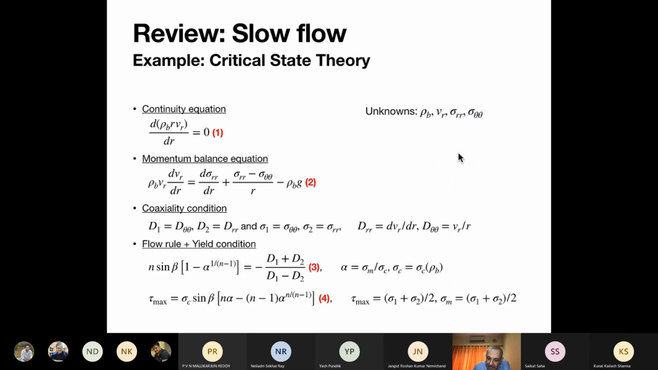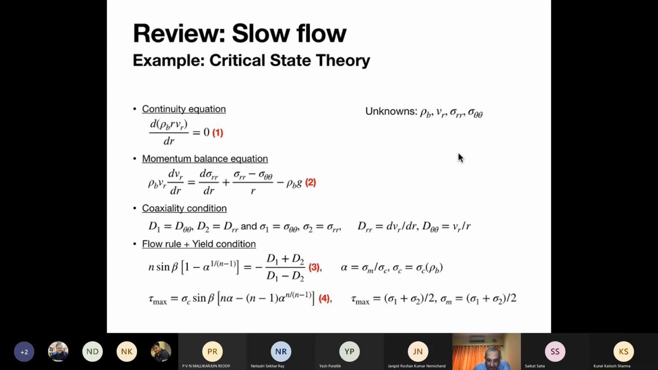So in the last class, we saw that we have this as our continuity equation. That's equation number 1. This is the momentum balance equation in the r direction. This is equation number 2. Then we applied the coaxiality condition and we found that d r theta is equal to 0. So that means d theta theta and d rr are the principal components, and so that gives us d1 and d2.